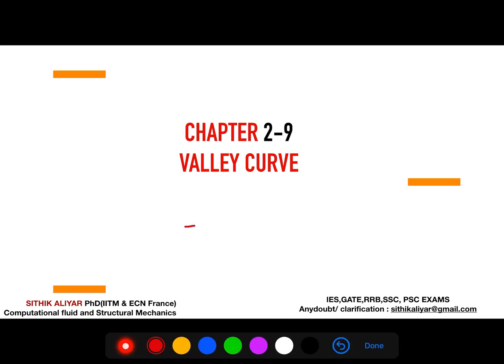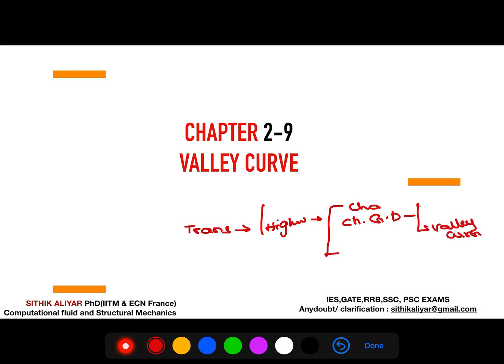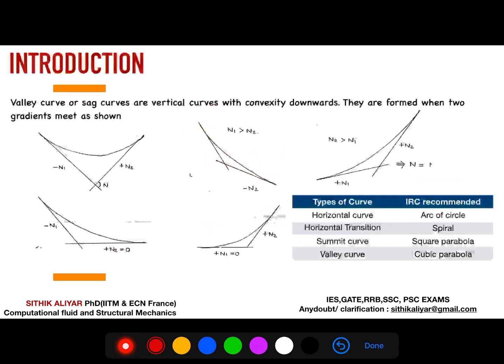I hope we have seen the previous sessions. Under transportation engineering we are under highway engineering. If you remember, we have discussed 4 chapters. We are under chapter 2, geometric design, and on the last topic, called valley curve. If you are continuing from the previous session, it will be easy to follow up.